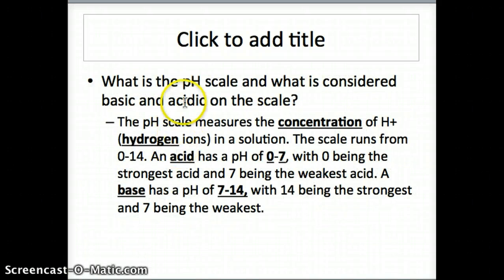And then wrapping up, what is the pH scale and what is considered basic and acidic? Well, the pH scale measures the concentration of hydrogen ions in a solution. The scale runs from 0 to 14, and that means an acid has a pH of 0 to 7, with 0 being the strongest acid and 7 being the weakest acid. A base has a pH of 7 to 14, with 14 being the strongest and 7 being the weakest.